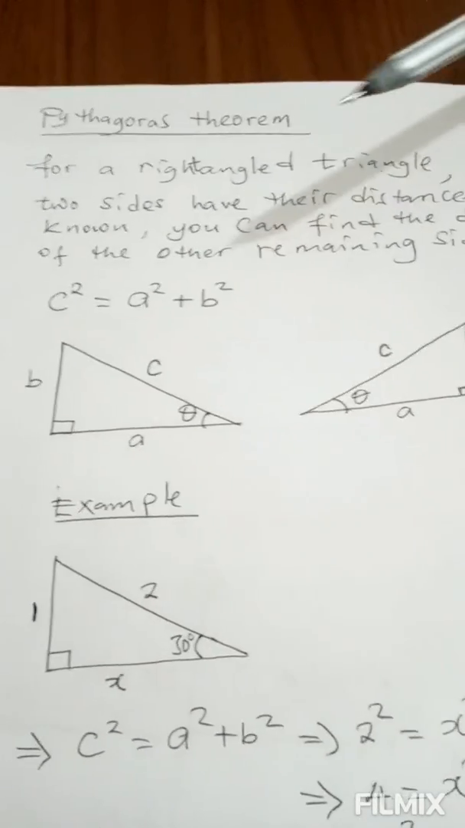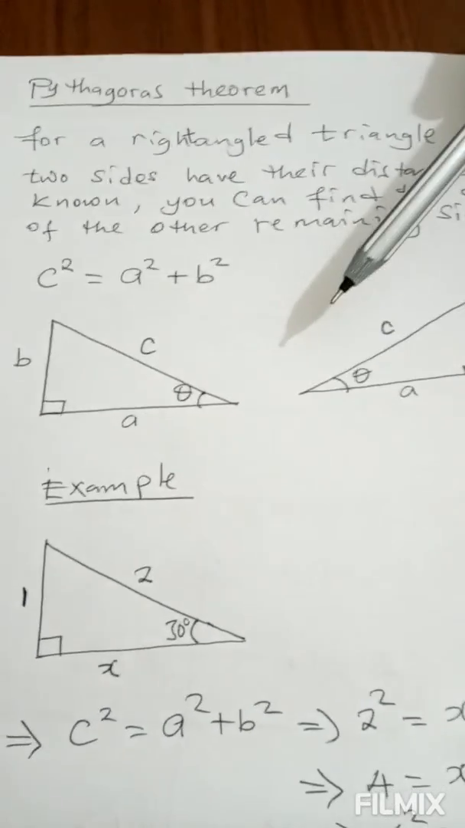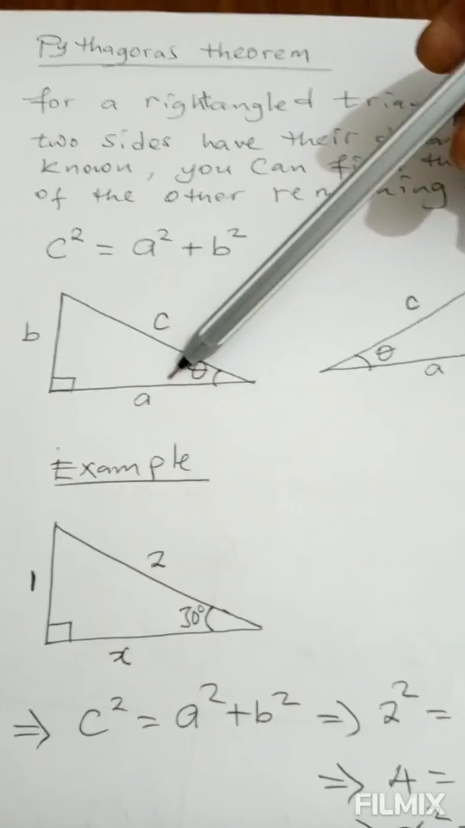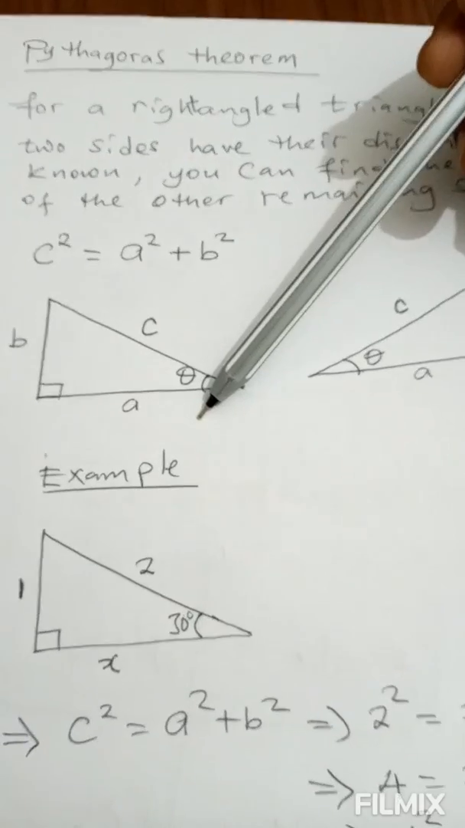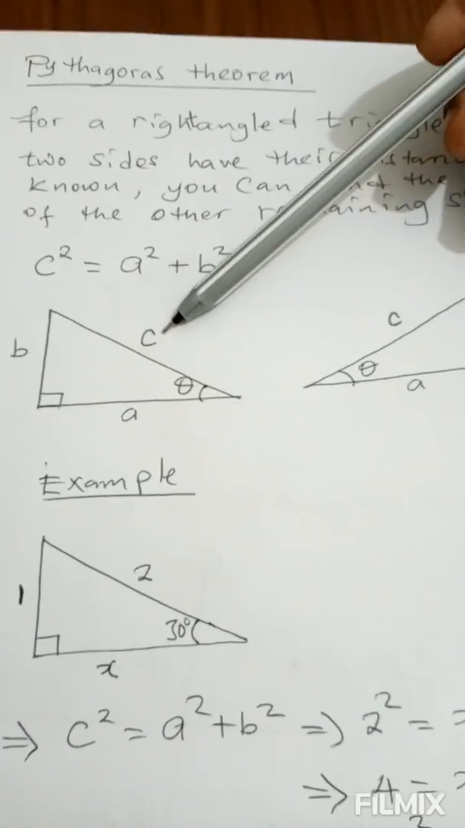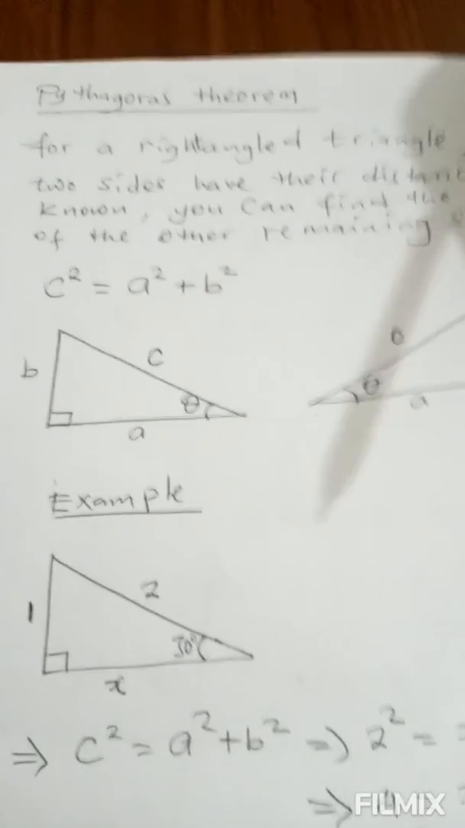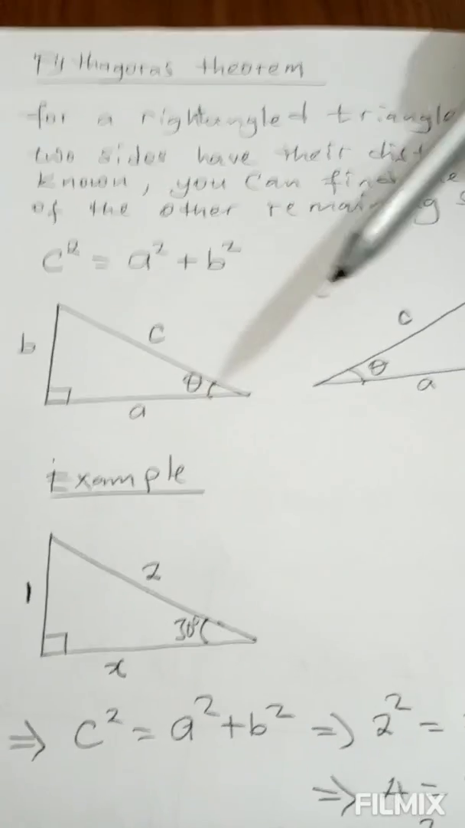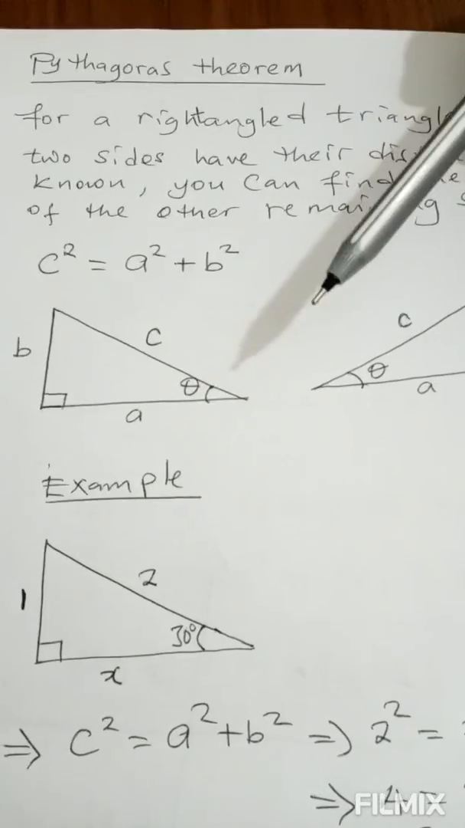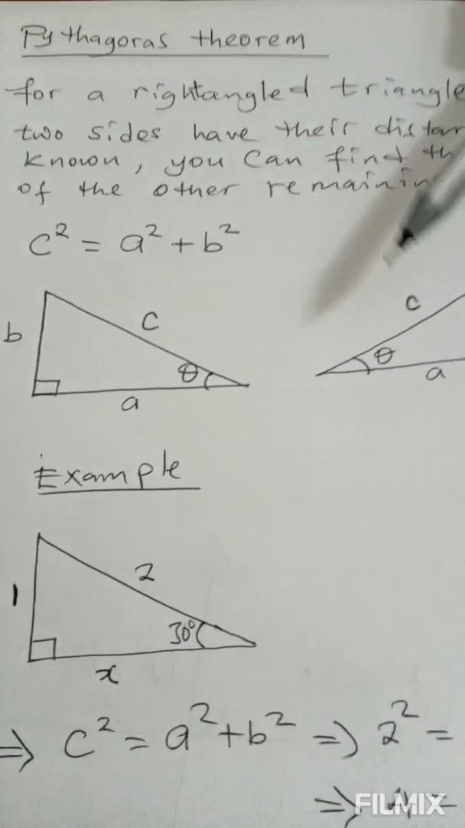Okay, so what is the key point? This triangle has to be a right angled triangle. For this theorem to hold, for this theorem to work, it only works when the triangle is a right angled triangle, meaning it has a 90 degrees somewhere.